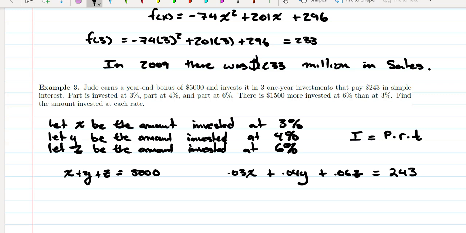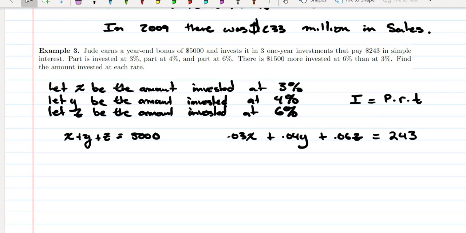Now there's one last thing we're going to need. It says there is $1,500 more invested at 6% than at 3%. So 6% is z and 3% is x. I'm going to write down something I know is not true, which is x is equal to z. And I know that's not true. But we're told that there is $1,500 more invested at 6% than 3%.